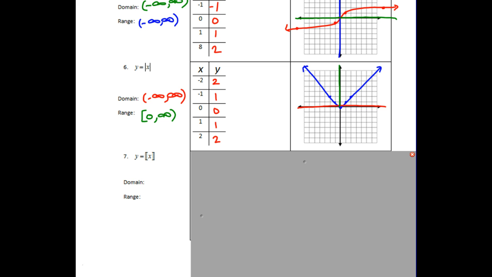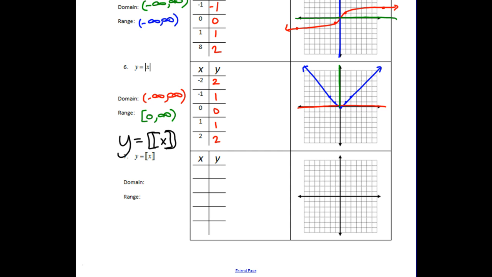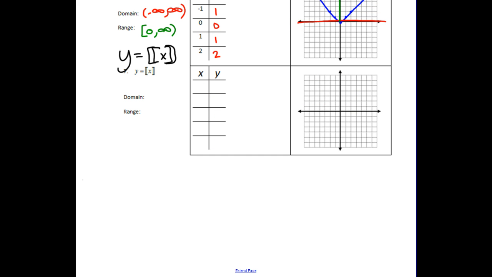All right, the last problem here. Some teachers aren't going to make you memorize this one. I personally think it's a good one to know, and it's called the step function. It's kind of blurry and kind of hard to see what this looks like, so I'm going to write it bigger for you. It's y equals, and then it's kind of like a double bracket with the x on the inside. And really what a step function does is that for every x I put in, I'm going to round down to the lowest whole number.